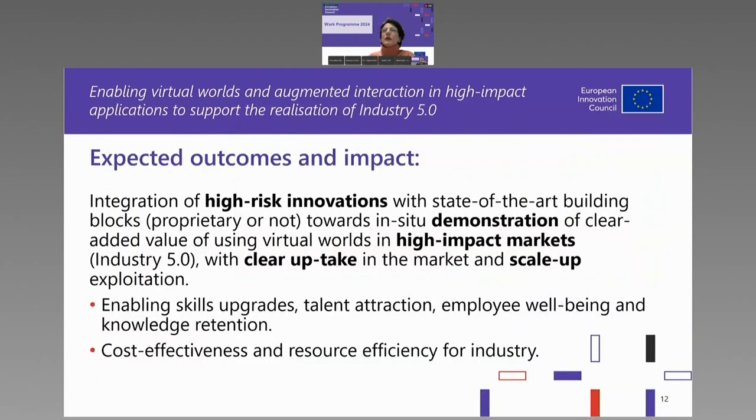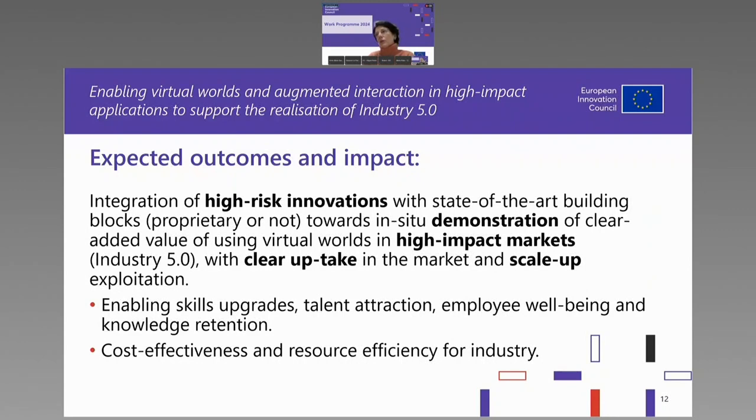So this brings me to the expected outcomes and impact. The proposals are expected to aim at a sufficient integration of high-risk innovations with state-of-the-art building blocks, which can be proprietary or not, towards compelling in situ demonstration of clear added value from using virtual worlds in high-impact markets like Industry 5.0.